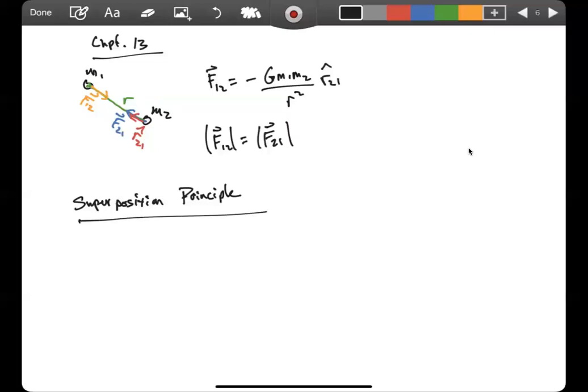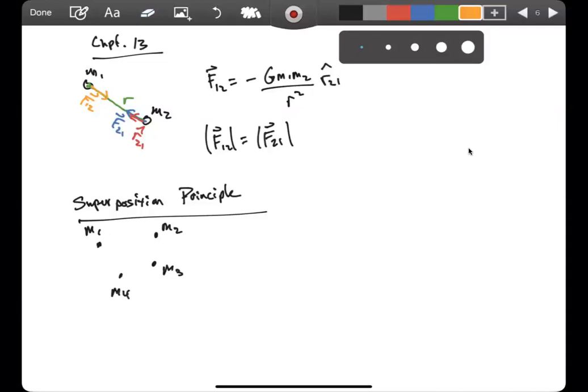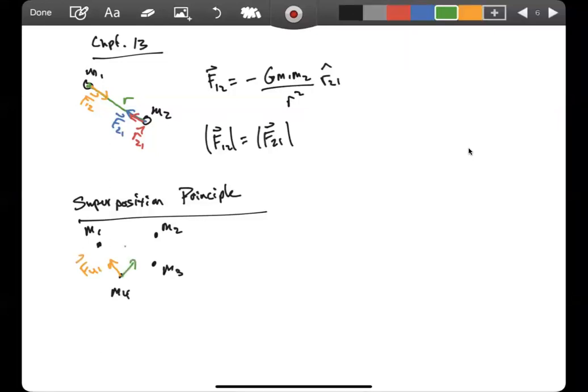So the superposition principle simply says if I have a whole bunch of different masses, I'll just draw 4 of them for now. So I've got 1, 2, 3, and 4. Then we can determine the force on, say, the fourth one by looking at all the forces from all the other ones. In this case, it's going to be pulled in this direction by the first, so it's going to be the force on 4 by 1. It's pulled in this direction by the second, so the force on 4 by 2. And then finally, it's pulled in this direction by the third, so the force on 4 by 3. So the total force on the fourth might point off in this direction, depending on the size of all of these. Let's call that the force on 4.